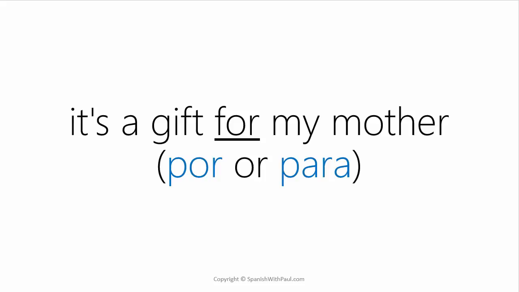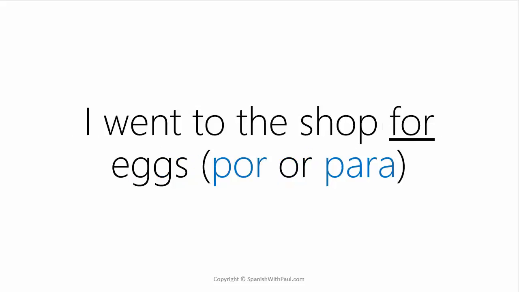Now, here's some examples to give you an idea of what I'm talking about. We could say, it's a gift for my mother. In this sentence, it's correct to use para. And if you used por, it would sound immediately wrong to the ears of a native Spanish speaker. I went to the shop for eggs. In this example, it's correct to use por and not para.